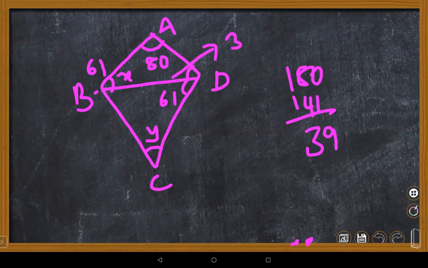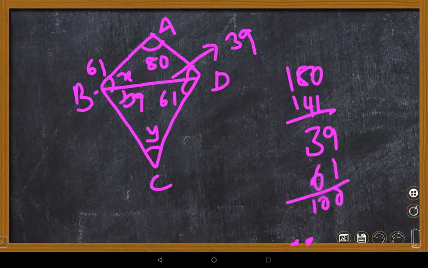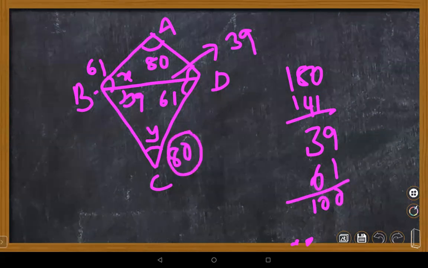Yes, ma'am, I got it. Very good, very good. This is 39. Ma'am, it is 80 degrees. This is also 39, right? Yes, ma'am. Now 39 plus 61 is 100. Very good. Then what is the Y value? 80. We can take the directly opposite angle here, children.